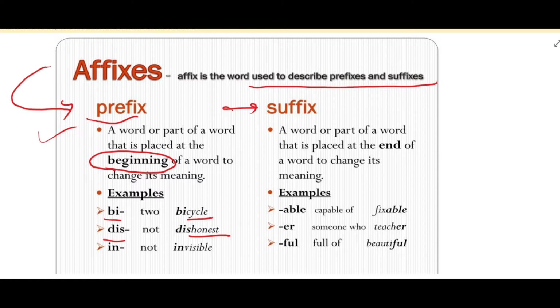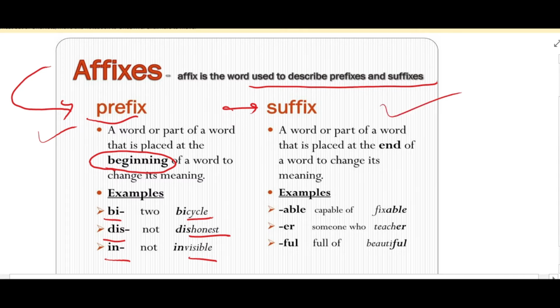So whenever we add prefixes to the root words or the main words, it becomes a new word with a new meaning. In the same way, when we add in to the main word visible, it gives us a different meaning and it is completely a new word. So for making new words, we have to use prefixes and suffixes.